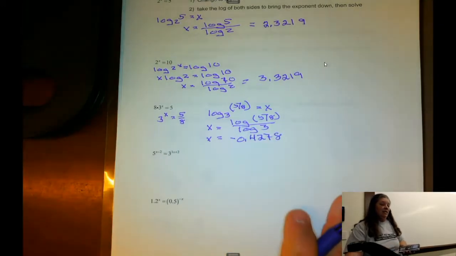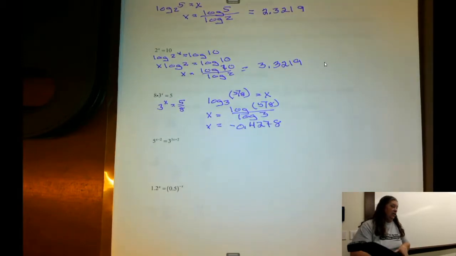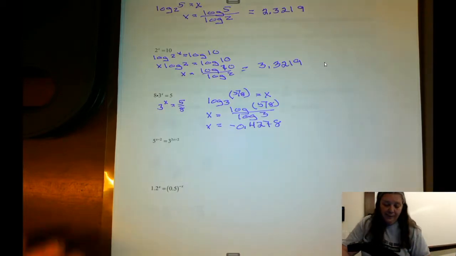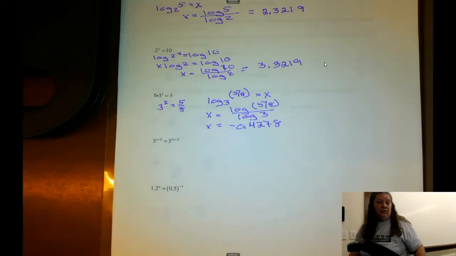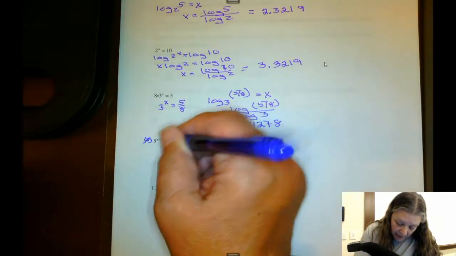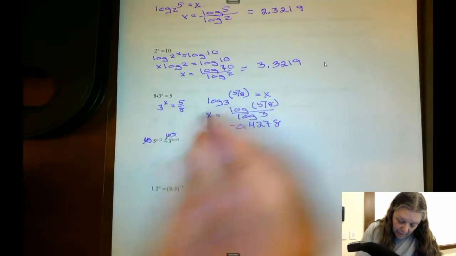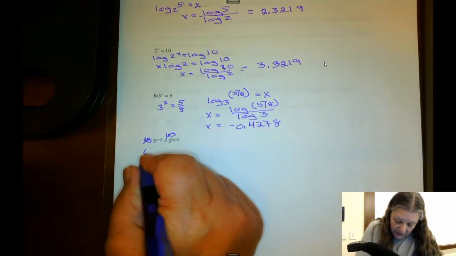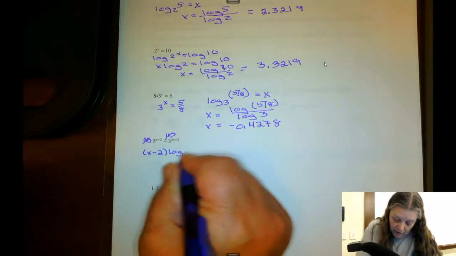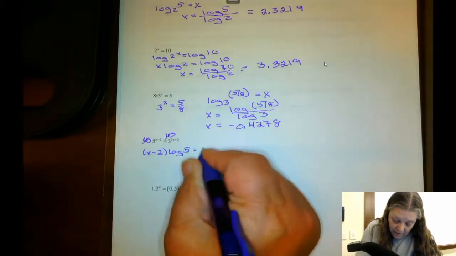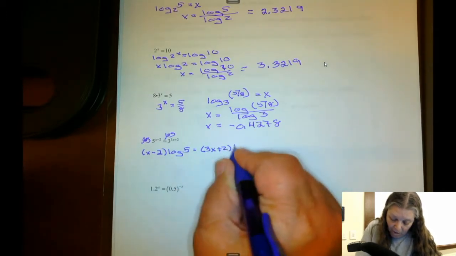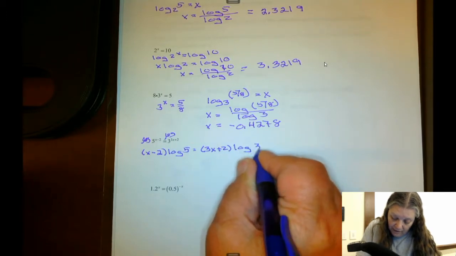Now this next one is kind of hard to do, changing it to logarithmic form and solving using change of base, because we have two different bases. So for one like this, you do have to take the log of both sides and bring the exponents down. So we have x minus 2 log of 5 equals 3x plus 2 log of 3.